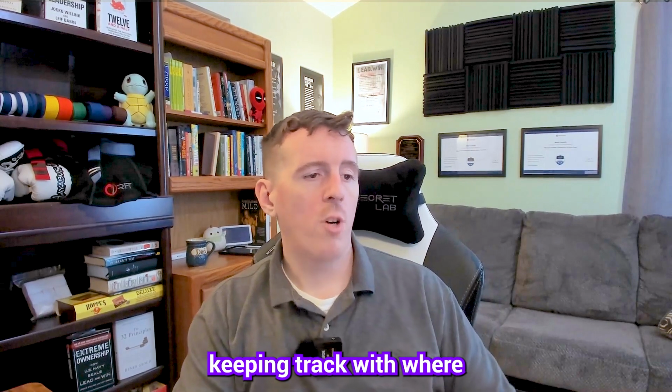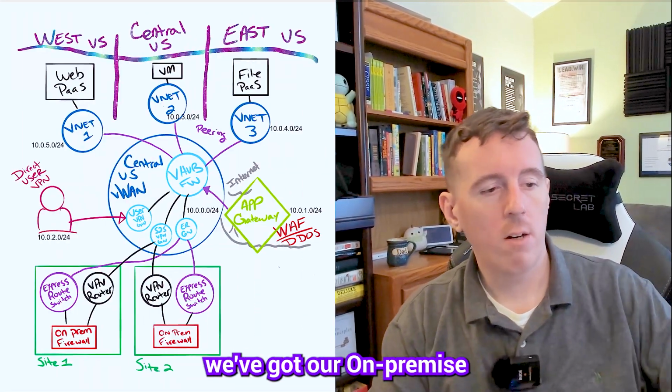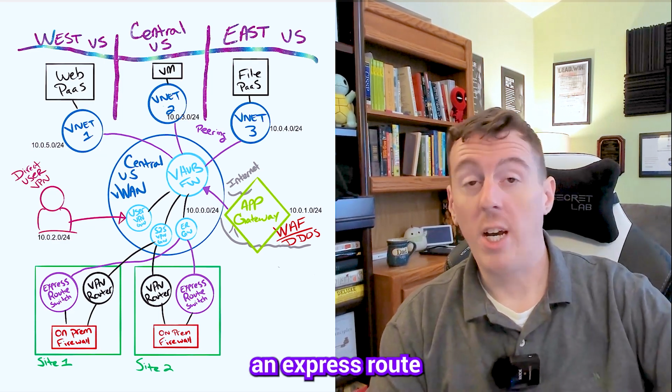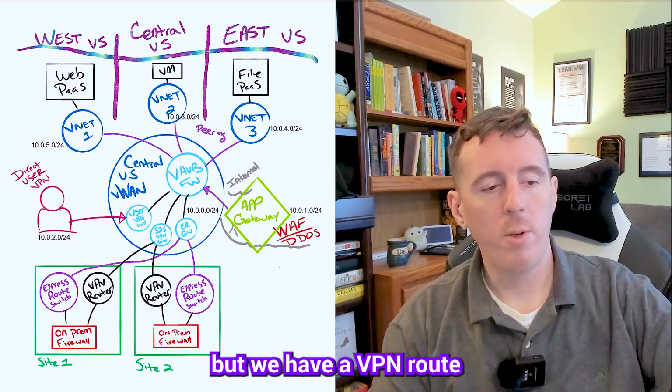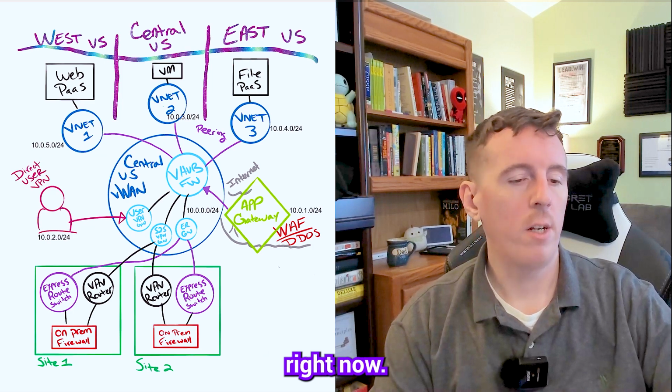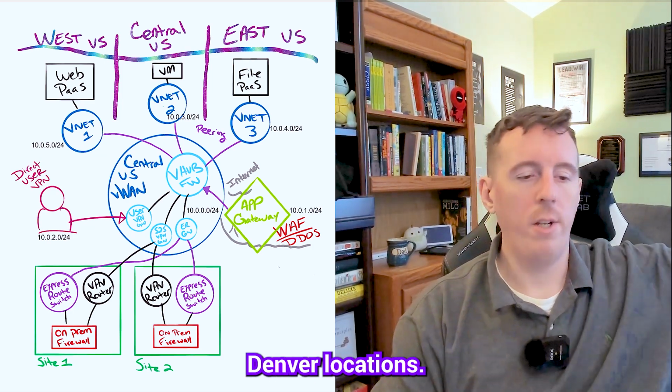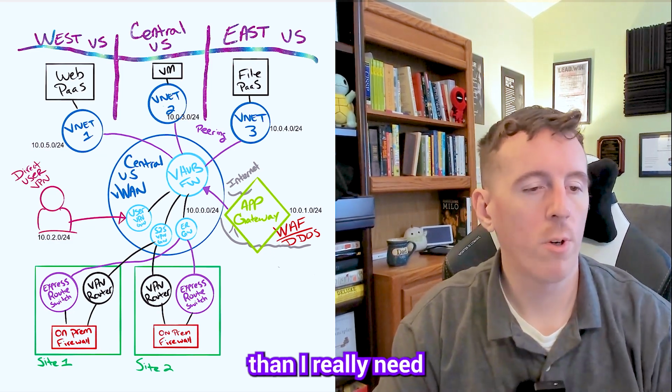So if you've been keeping track with where we're at with the lab, we've got our on-premise stuff built. We've got our Fortinet firewall. I don't actually have an ExpressRoute in this particular lab, but we have a VPN route, and we're only doing one site right now. If I really wanted to replicate a site too, I could using our Urbana or Danville locations, but that's just more work than I really need to do.